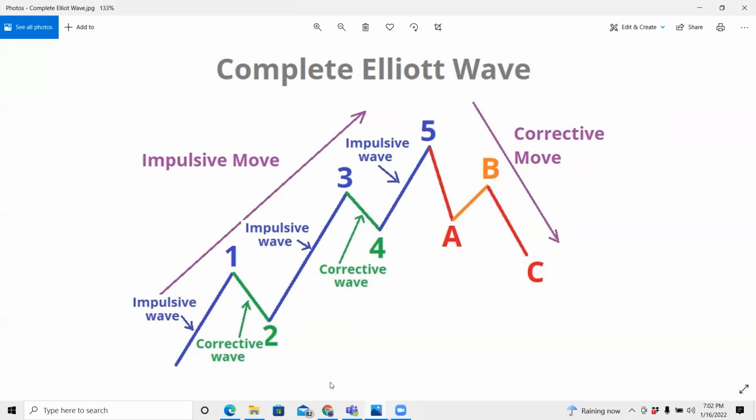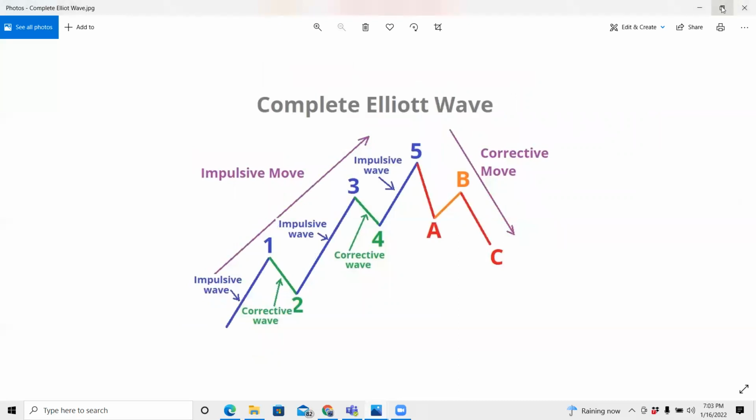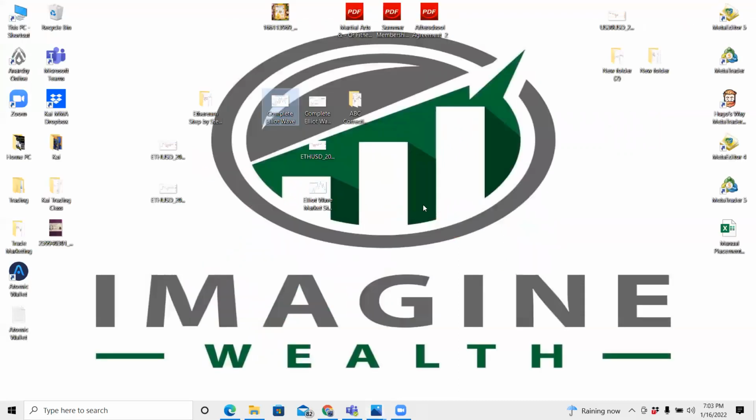Excellent job, okay? So last time, just to review this. Impulse wave 1, correction wave 2, impulse wave 3, correction wave 4, impulse wave 5, and then we have our A, B, C correction. So now note, you will find Elliott waves inside of Elliott waves. Get rid of that, click that off.